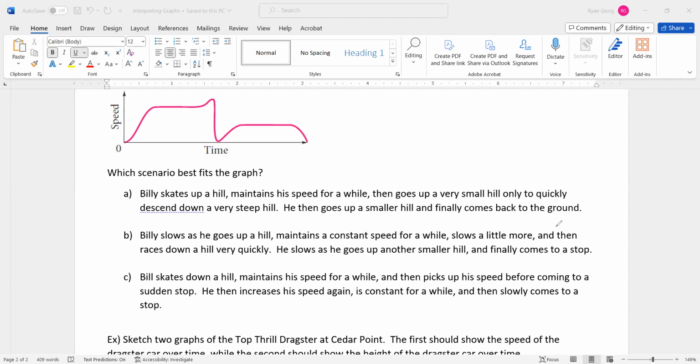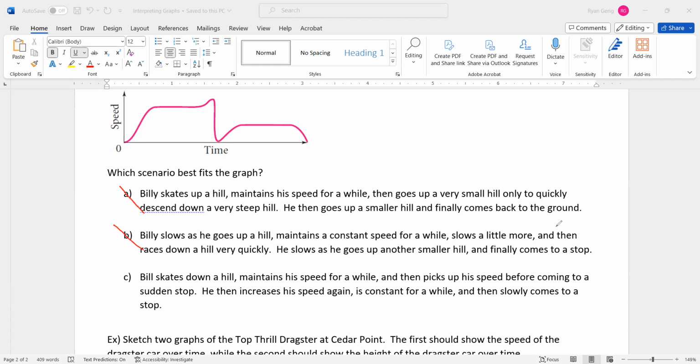It's saying speed. So the speed is increasing quickly, and then it increases a little bit more, and then it slows very quickly. Then it increases a little bit, holds steady, and stops again. So which one shows that scenario? Billy slows as he goes up a hill. No, he's not slowing as he goes up a hill. He's actually getting faster, so B is out. It's got to be C, but let's read through it.